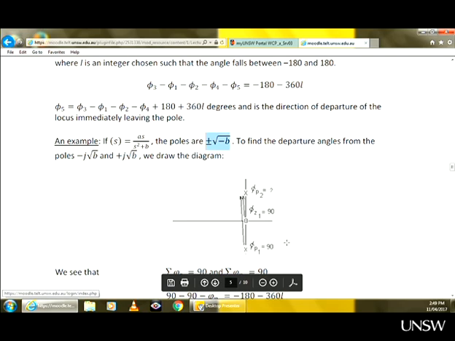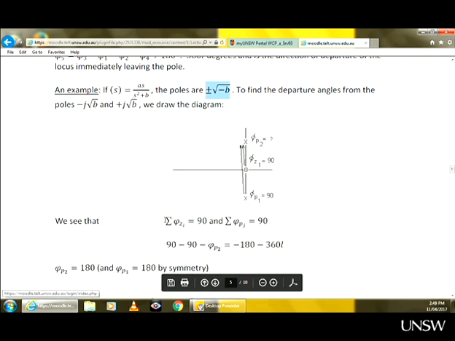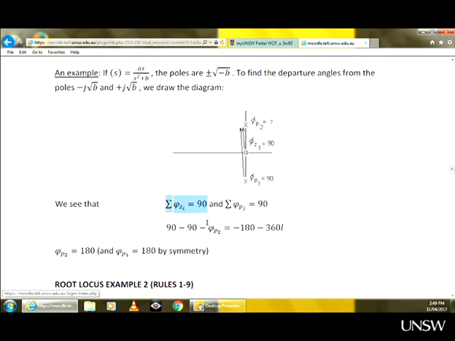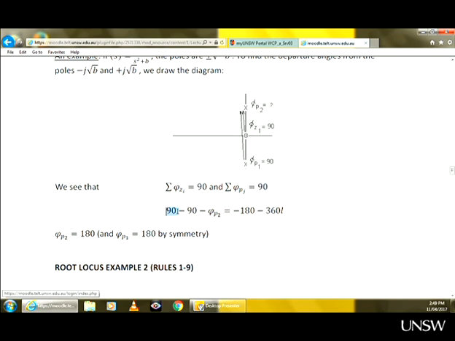So the sum of all angles formed with the zero is 90. The sum of all angles formed with the poles is also 90. So the sum of all angles with zeros is 90, minus 90, minus this angle we are looking for, phi P2. And that is equal to minus 180. So 90 and minus 90 will cancel each other. So we end up with minus phi P2 equals minus 180, or phi P2 equals 180.